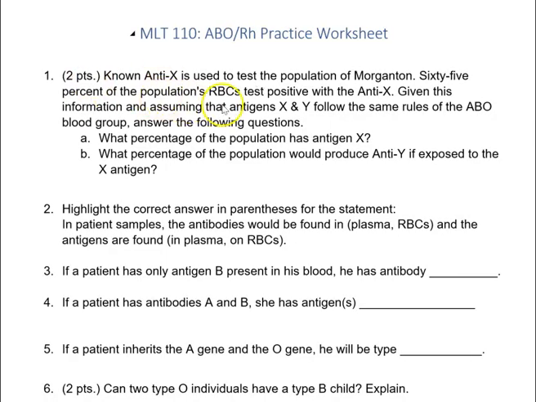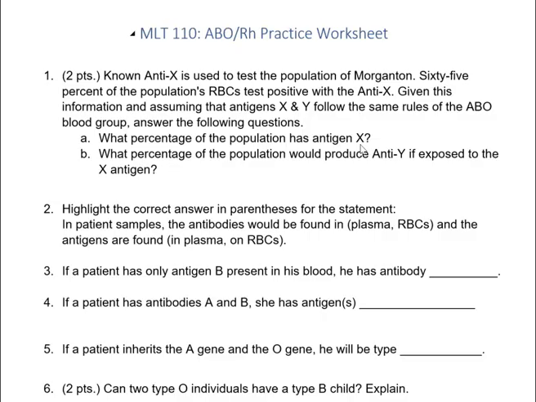And 65% of the red blood cells test positive with antibody X. So keep that in mind. So let's look at question A. What percentage of the population has antigen X? Okay, and if it's following the same rules as ABO, let's think about this.